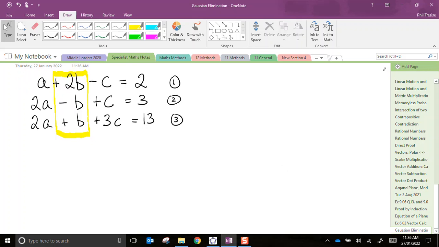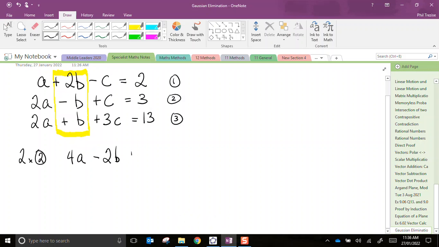I'm going to start off by writing 2 times equation 2. So I double everything. Instead of 2a, it starts with 4a. Instead of minus b, it's minus 2b. Instead of plus c, I'll have plus 2c. And instead of equals 3, I'll have equals 6. That is literally just a multiple of 2 times. Equation 1, on the other hand, doesn't need any changes. I can write 1 multiplied by it if you want, but it's just plain old equation 1.